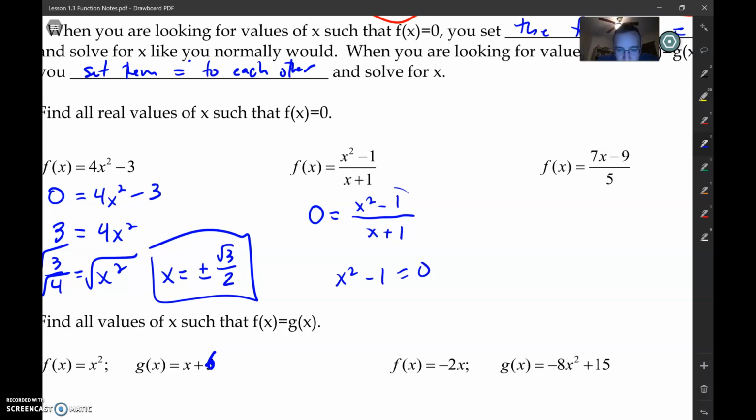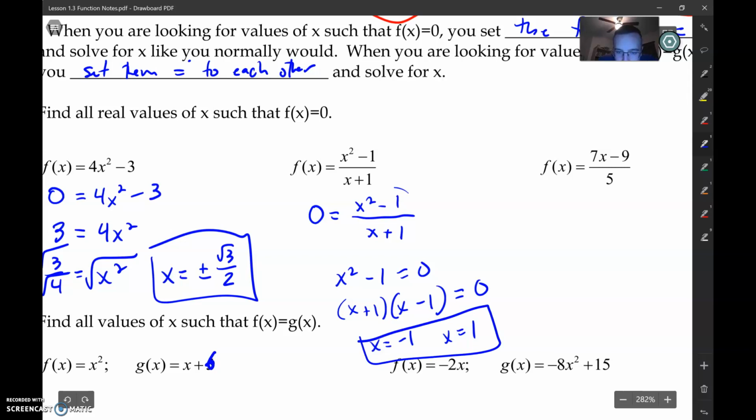So what do we do? X squared minus 1 turns into x plus 1 times x minus 1, a little factoring action. And so our two answers are x is negative 1 and x is positive 1. Those are the two instances when that function is equal to 0.